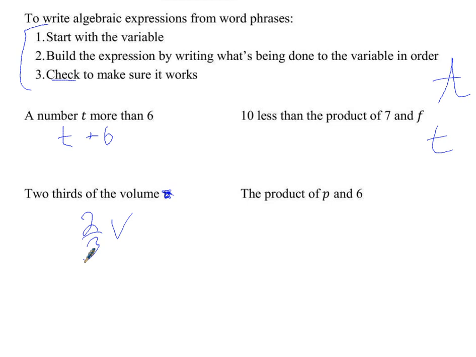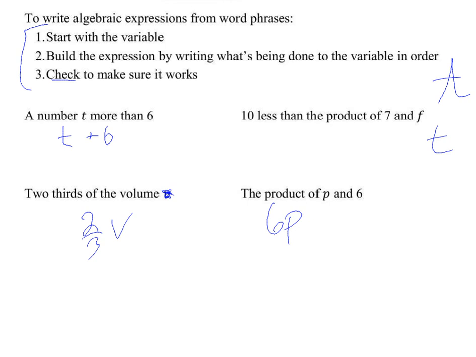The product of p and 6. Okay, the product of p and 6, I start at the variable, which is p. They told me it was p. They didn't say it was a variable. They didn't say it was a number. They just said p. So I wrote p. What am I doing to p? Multiplying by 6. How do I write that? 6p. A lot of times in Algebra 1, people would try to write p6. And technically that's not wrong, but the conventions of algebra say the number goes in front of the variable.